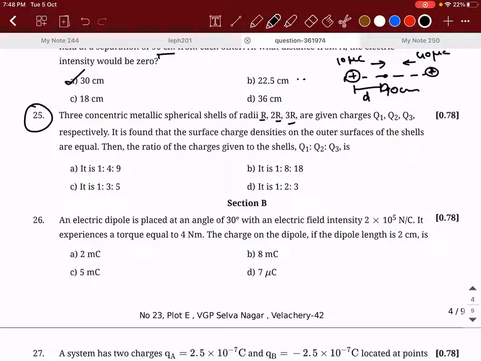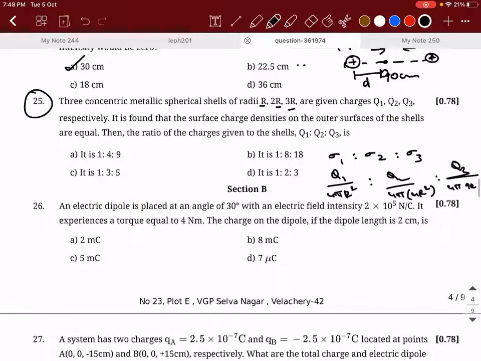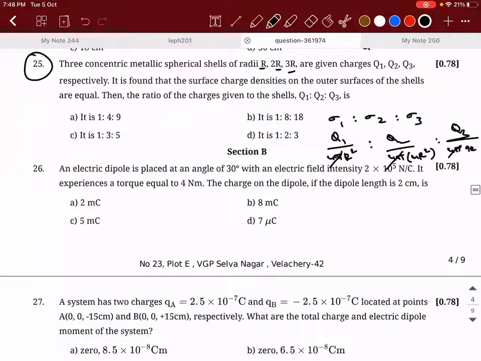Sigma 1 is equal to sigma 2, which is equal to sigma 3. Sigma 1 is Q1 divided by 4 pi R square, equal to Q2 divided by 4 pi into 4R square, equal to Q3 divided by 4 pi into 9R square. Correct? 4 pi will get cancelled. So Q1 is to Q2 is to Q3 is equal to 1 is to 4 is to 9.